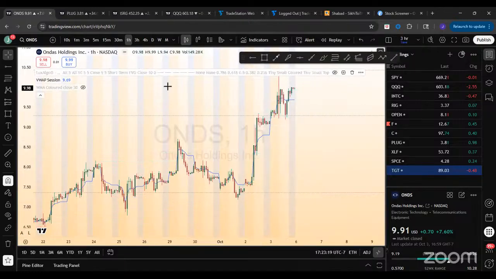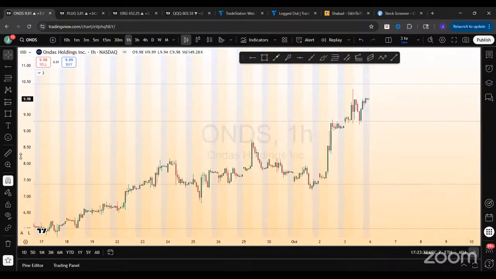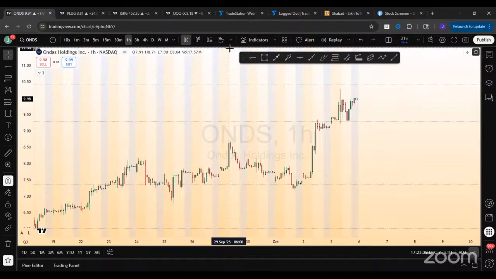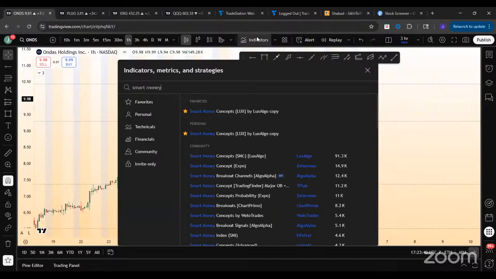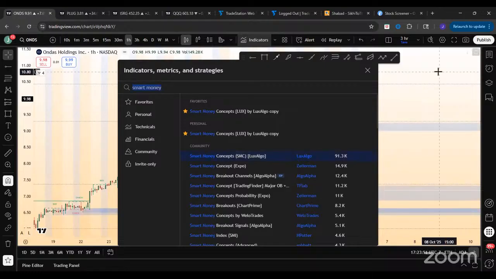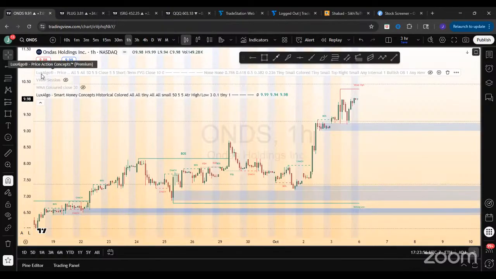Let me give you some free indicators that help me with the same things, mainly the market structure and the order blocks. There is a free tool called Smart Money Concepts by Lux. It is a free indicator. You can also buy the paid version of it. So let me just bring that in. I have the paid version, so I don't use the free one.